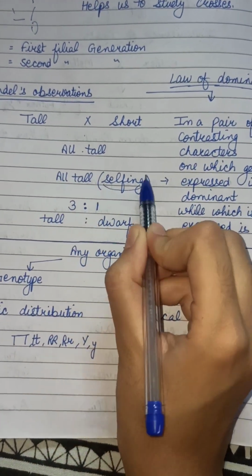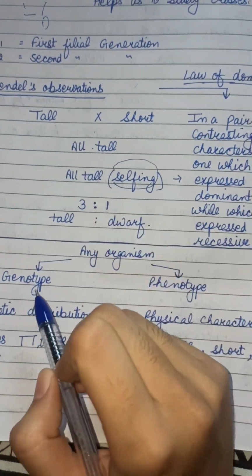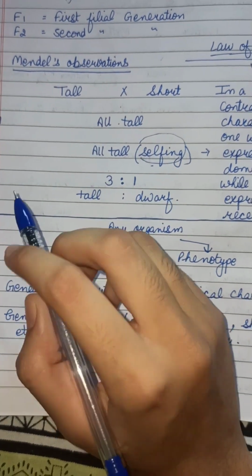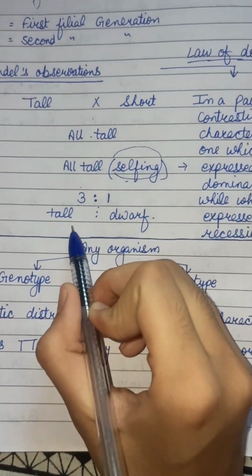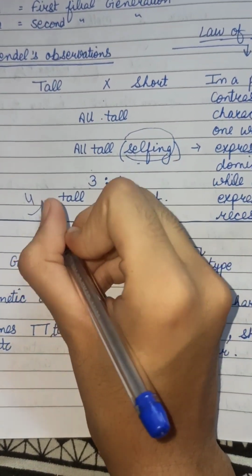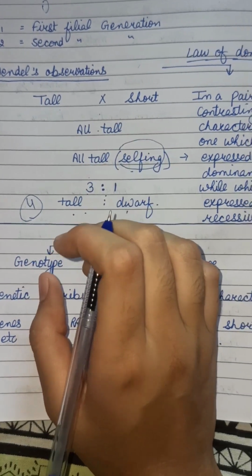Now he did selfing of all these talls, means self cross of all these tall plants. Now what he found, when he selfed all these tall plants, he found in F2 generation a 3:1 ratio of tall and dwarf plants. That is, if there are total 4 plants, out of these 3 will be tall and 1 will be dwarf. So this was the first observation of Mendel.